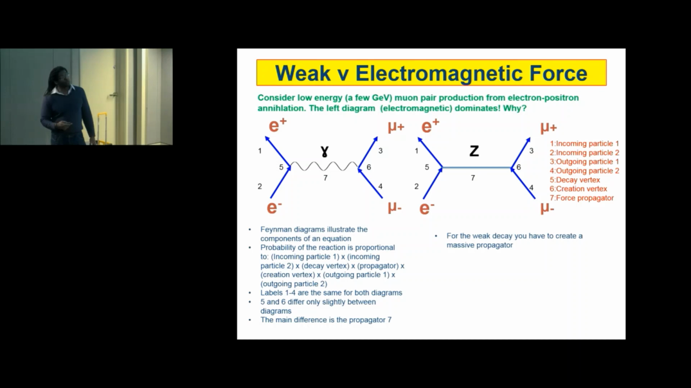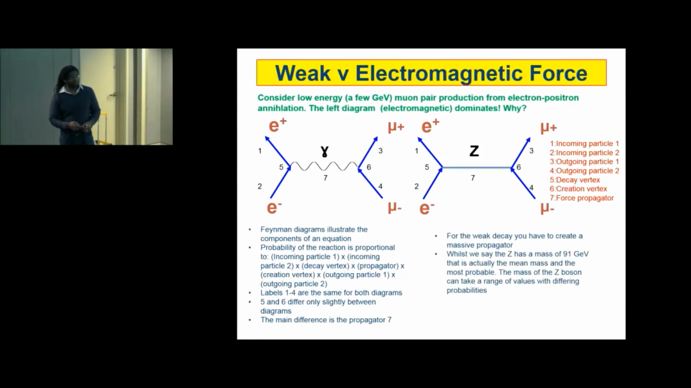So for the weak, you have to create a massive propagator, which I've talked about earlier. For electromagnetism, it's massless. You don't have to create a massive particle, and that is where the difference lies. And again, I'll try and explain that now. For the Z boson, we say it has a mass of 91 GeV. There's a little bit of information we're leaving out here, in that when we say it has a mass of 91, what we mean is it has an average mass of 91. It has a range. The distribution of the Z boson is wide, and the average value is 91.